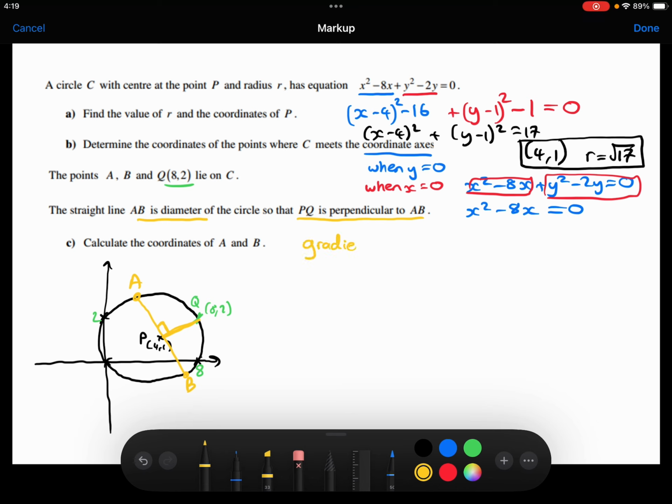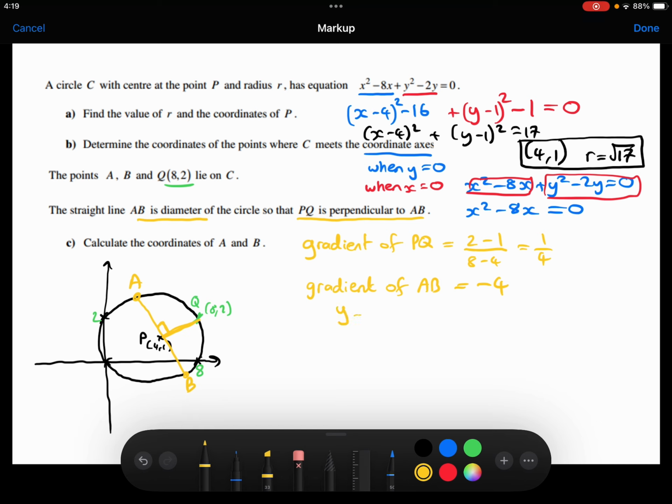So the gradient of PQ: change in y divided by the change in x. So we'll have 2 take away 1 divided by 8 take away 4, which is 1/4. So that's the gradient of PQ, which means the gradient of AB is going to be the negative reciprocal of that. So that's going to be -4.